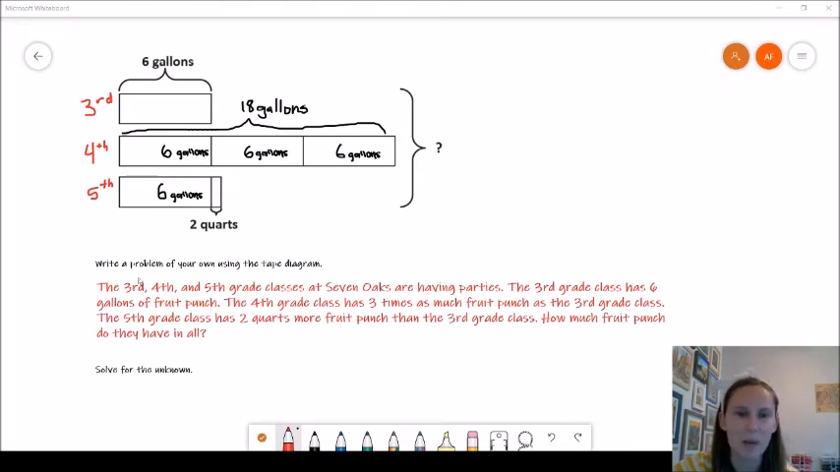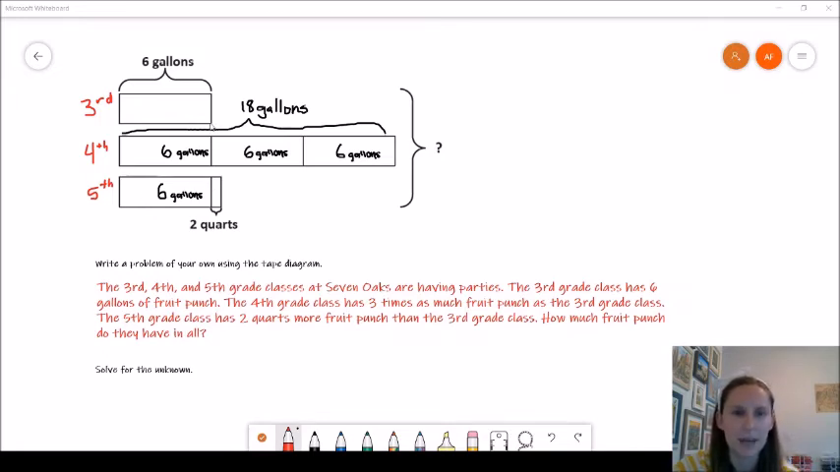Here is my word problem. The 3rd, 4th, and 5th grade classes at Seven Oaks are having parties. The 3rd grade class has 6 gallons of fruit punch. So on my tape diagram here, the 3rd grade class has 6 gallons of fruit punch. The 4th grade class has 3 times as much fruit punch as the 3rd grade class. So my tape diagram for 4th grade, this value here is 3 times as much as the tape diagram for 3rd grade. The 5th grade class has 2 quarts more fruit punch than the 3rd grade class.